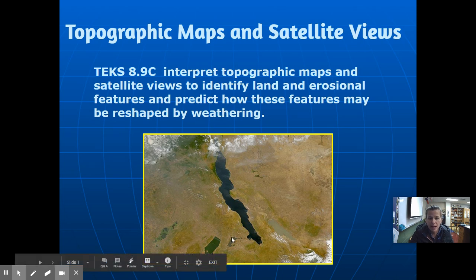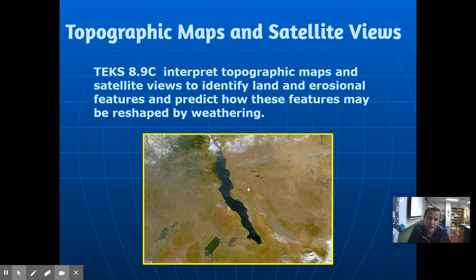So here we're looking at a satellite image at a divergent boundary where we have a continental plate and a continental plate diverging. This is actually a picture of the Great African Rift in Africa.